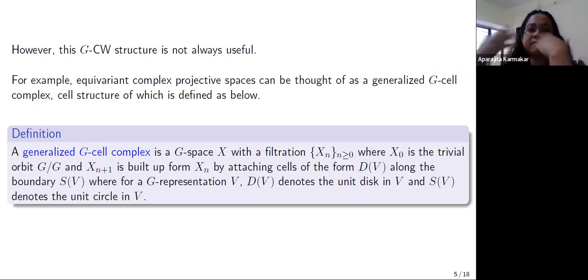So in a generalized G-cell complex, what we do is take a representation and look at its cells, look at the D^n in the representations. So that already gives a G structure on the cells. That's how we form a generalized G-cell complex.